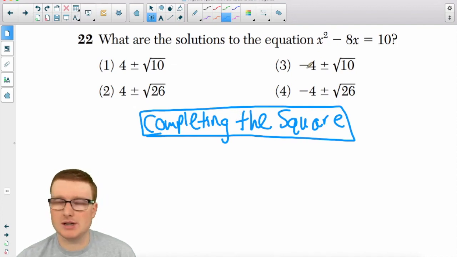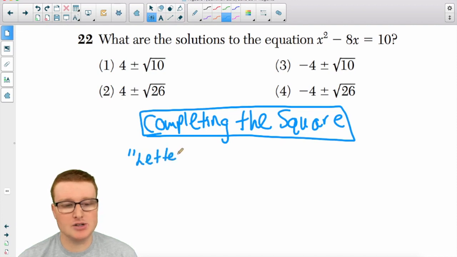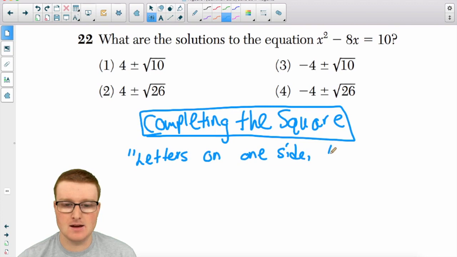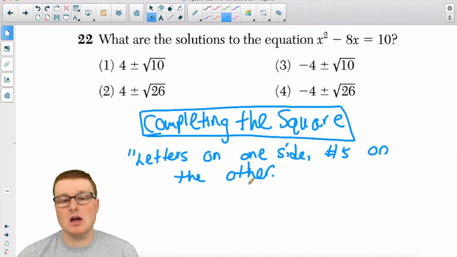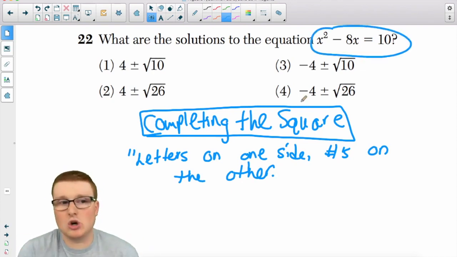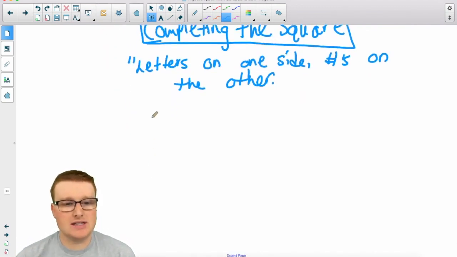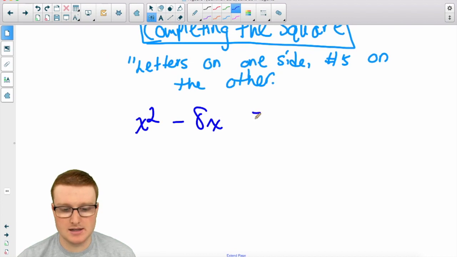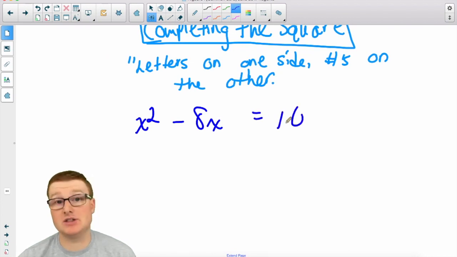So what do we do? Completing the square means keep your letters on one side, numbers on the other. So let's go ahead and do it. In this case, the letters and numbers are on different sides, so we're good. Okay, so let's take x squared minus 8x is equal to 10, and let's complete the square.